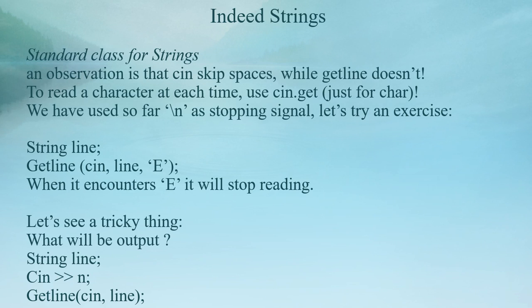So today we will continue to talk about string. String is a class, so as a class, we have objects of the type string. An observation here about how to read things from the keyboard is that cin is used to skip spaces, while getline doesn't. To read a character at a time, we just use the cin.get method, and it's only valid for char.